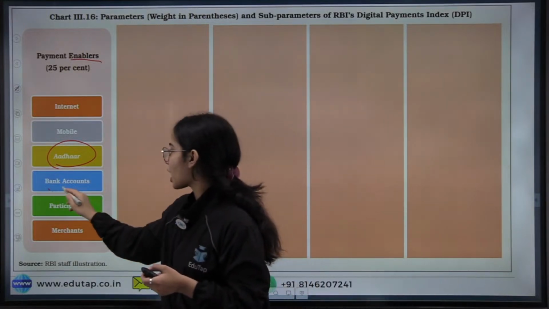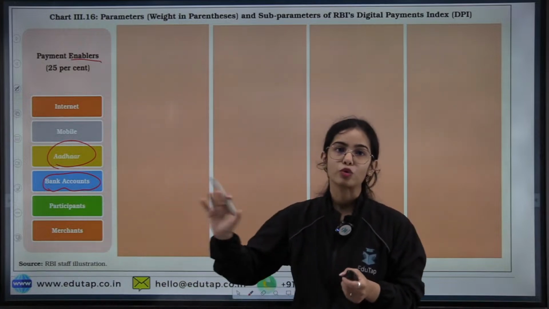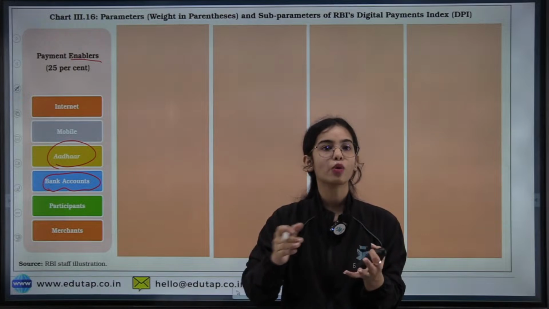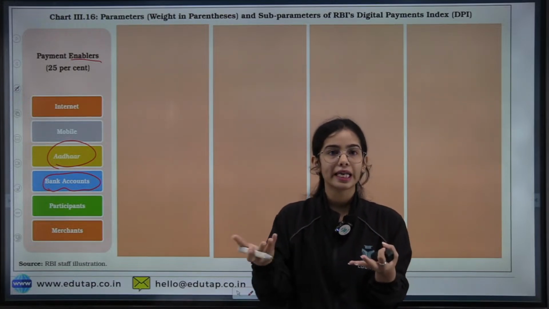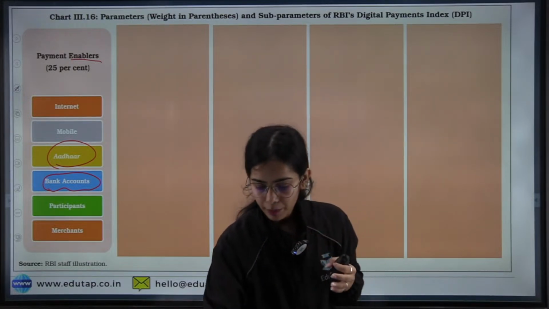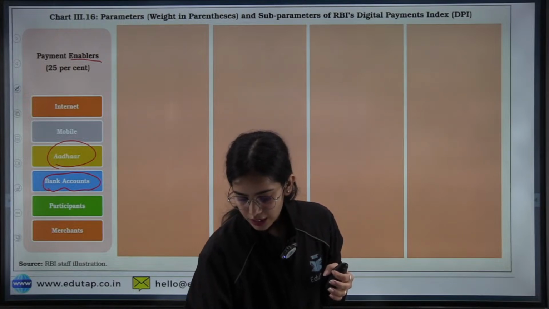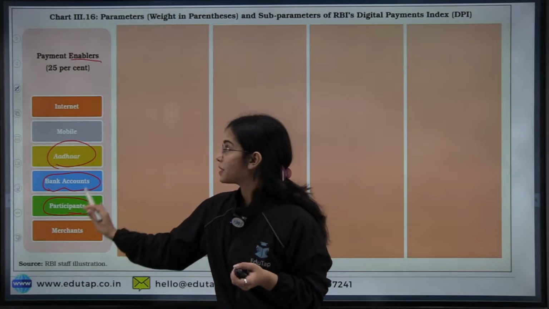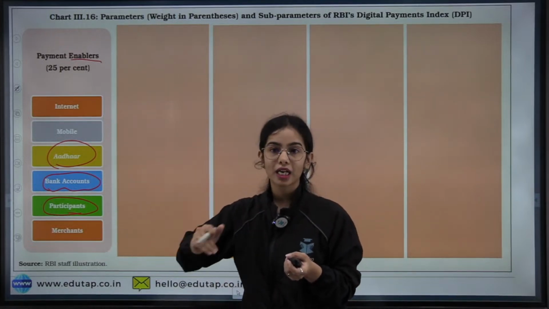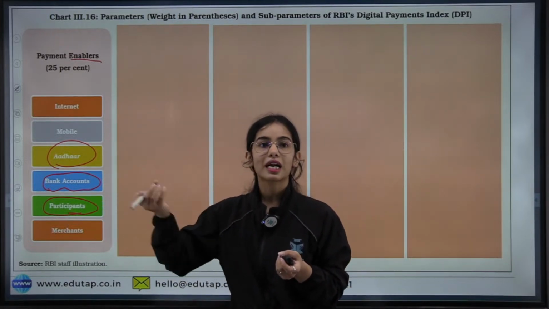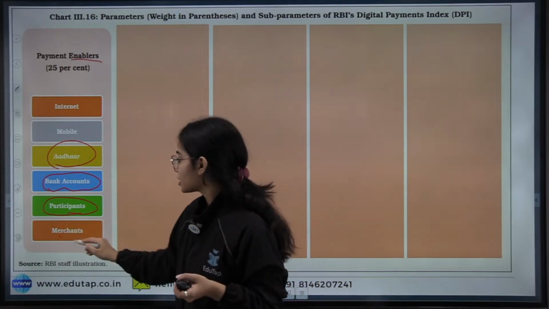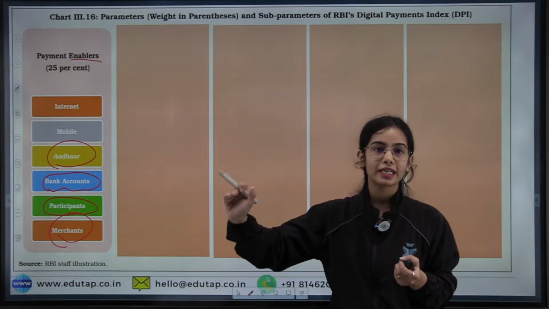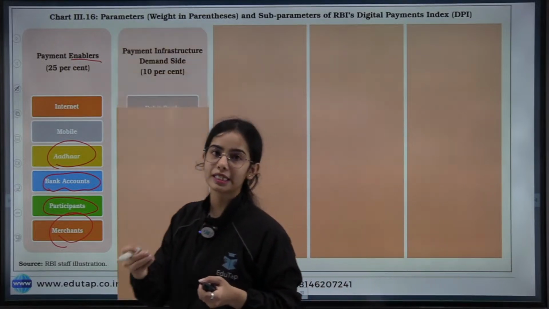Then there are the bank accounts. You require a bank account for the payments. If you do not have a bank account, how will you connect the UPI or how will you get the payments through the UPI? So this is the basic idea. Then there are the participants. Participants are required. They are payment enablers, the ones that are starting the payments. The merchants are required. They are the payment enablers through which the payment is happening or through which the payment is initiating.